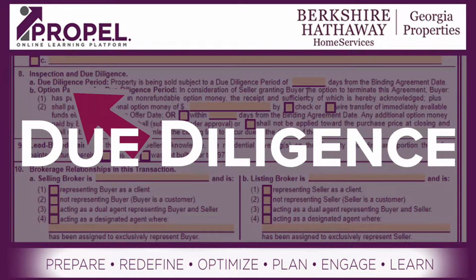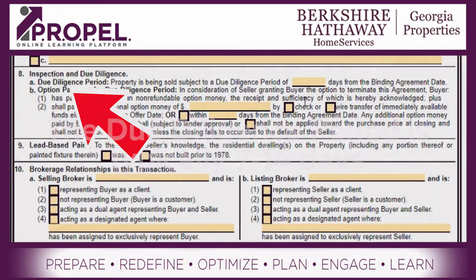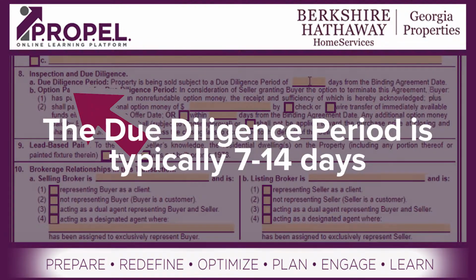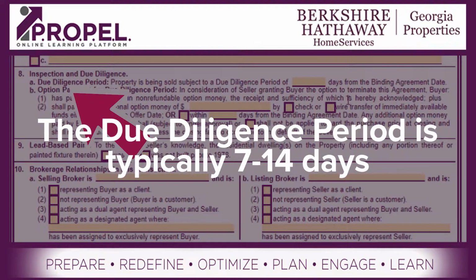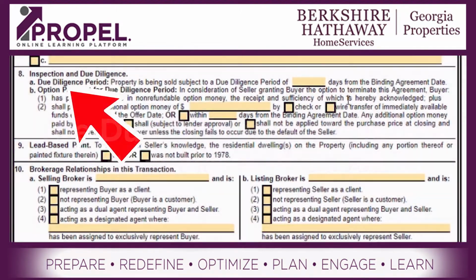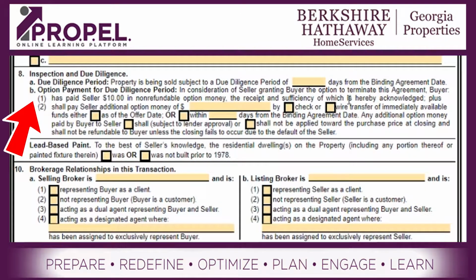8A is the due diligence period. Typically this number is going to be anywhere from 7 to 14 days, but this is a negotiable item. But this is the time frame that the buyer has to do all of their due diligence, such as inspections and those things. B is another option that we rarely see, but this is basically an option in case they are wanting to put up some option money, which is non-refundable, to make their offer stronger, and you would just check those boxes that apply there.